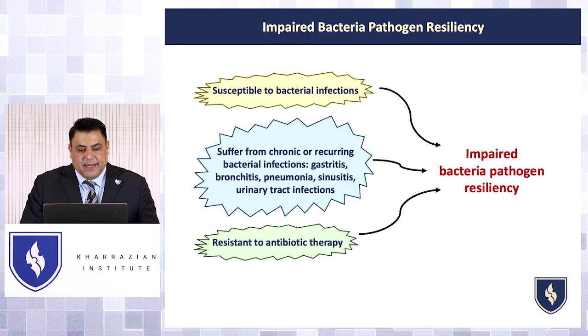And then impaired bacterial pathogen resiliency, susceptible to bacterial infections. These are the ones that have a chronic bacterial issue all the time, like gastritis, bronchitis, pneumonia, sinusitis, urinary tract infections that resist antibiotic therapy. These are all impaired bacterial pathogen resiliency.